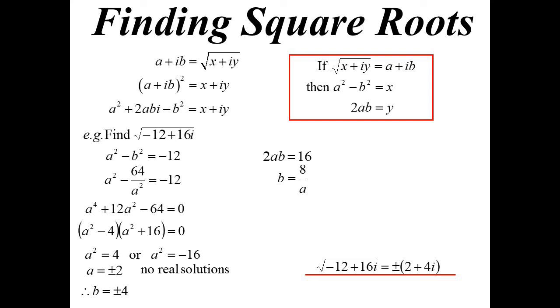So plus or minus 2 plus 4i for that one. Here's another way of doing it, which I think is a little bit neater, to be honest. Same idea, a plus ib is the square root of x plus iy. We just found that out. A squared minus b squared is x, 2ab is y. But I'm going to play around with it a bit.